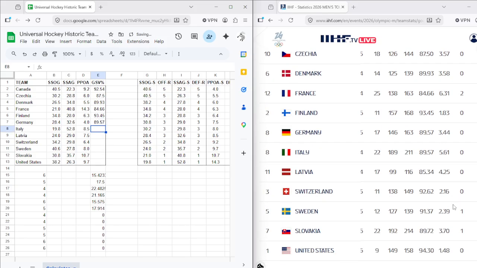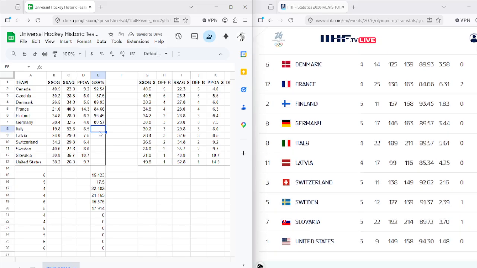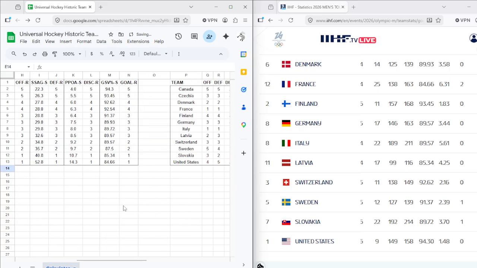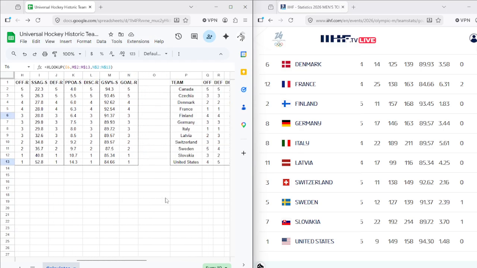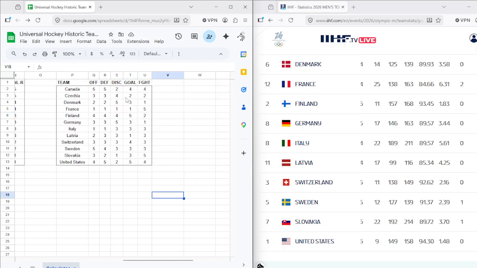Now we're going to go down to Italy. 85.34, 0.62, 91.37, 89.72, 94.3, and yeah, the US ended up with 5, and that's the big thing I was looking for. Finland had good goaltending too. So yeah, we have the results.